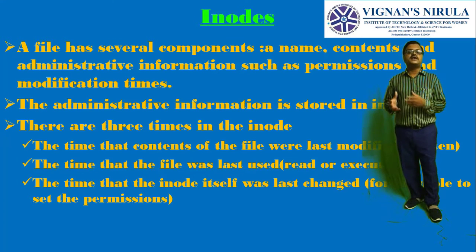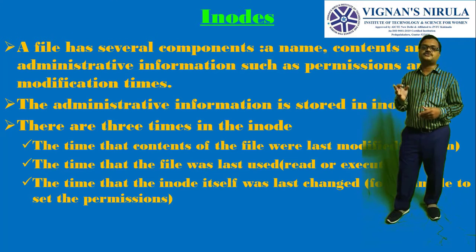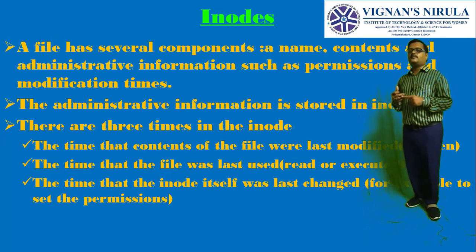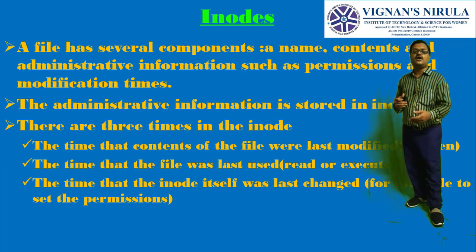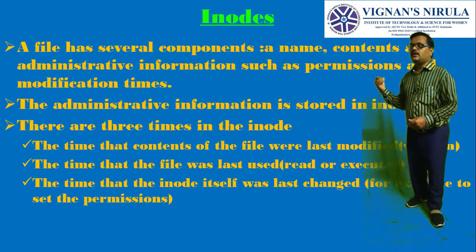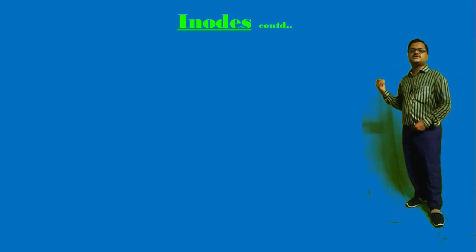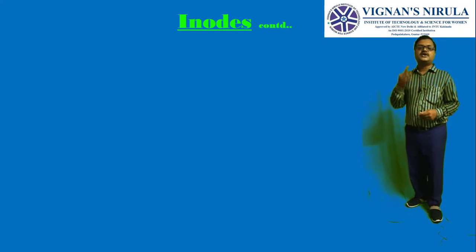This administrative information is maintained in the inode. In Unix there are three times associated with it. First is the normal modification time, which is written when the file is written. Second is when the file was last used, that means read or executed. Third is when the inode was last changed, that means the file permission is changed. So in this way there are three times associated with it.